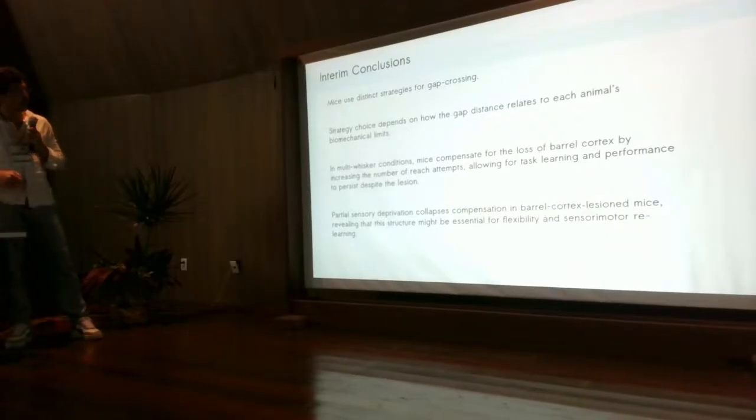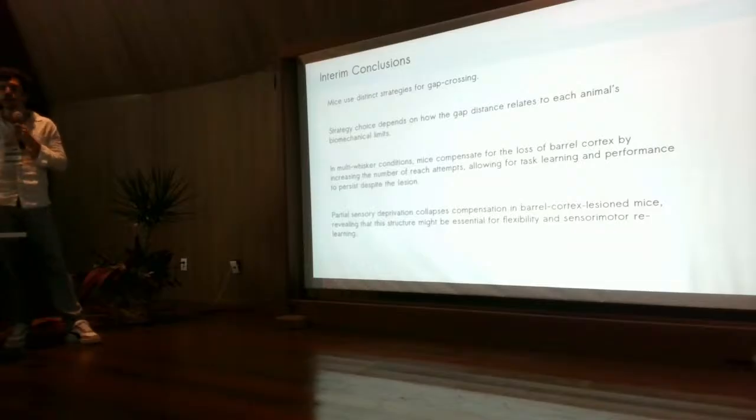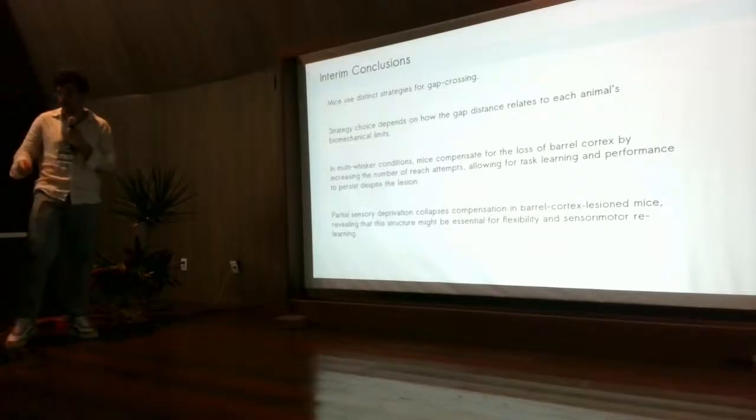What we can conclude up to now is that mice use distinct strategies for gap crossing. Strategy choice depends on how gap distance relates to each animal's biomechanical limits, meaning the reaching or the body stretch. In the multi-whisker conditions, mice compensate for the loss of barrel cortex by increasing the number of reach attempts, allowing for task learning and performance to persist despite lesion. And partial sensory deprivation collapses compensation in barrel cortex lesioned mice, revealing that this structure might be essential for flexibility and sensorimotor relearning.